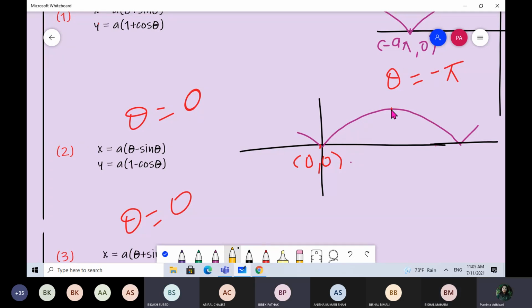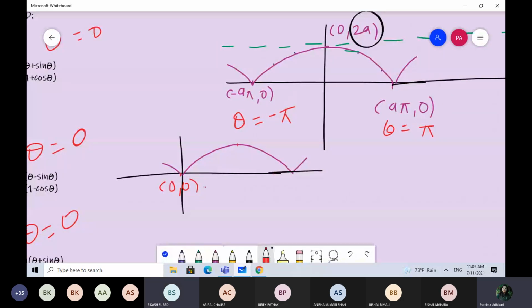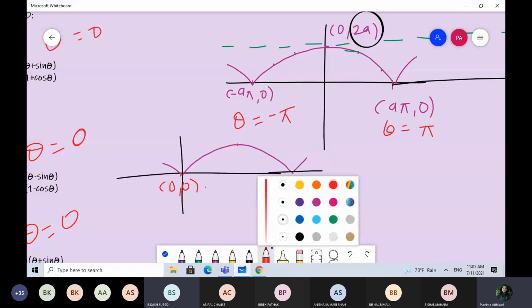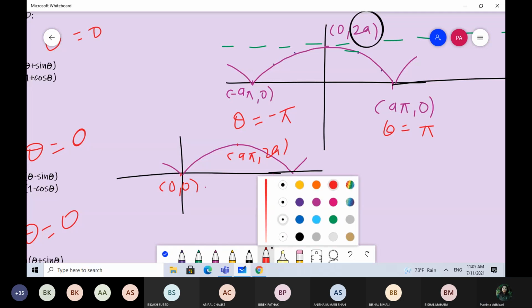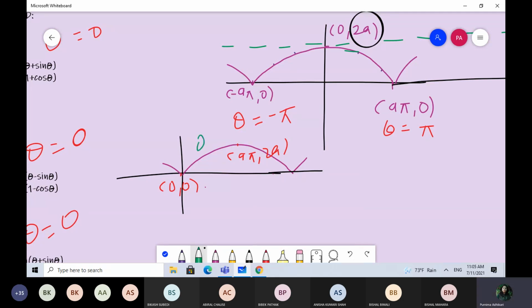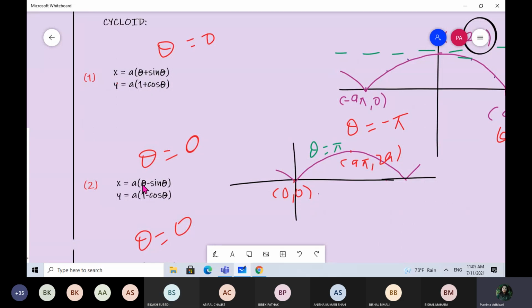2a. Yes. And how much did the placement of x shift here? By what distance did our cycloid shift? a pi. Yes, exactly, a pi, isn't it? So you have got this point as a pi comma 2a. And what will be the value of theta here? What could be the possible value of theta here? Pi? Yes, it should be pi. Fine. So when you put pi, you will get this.